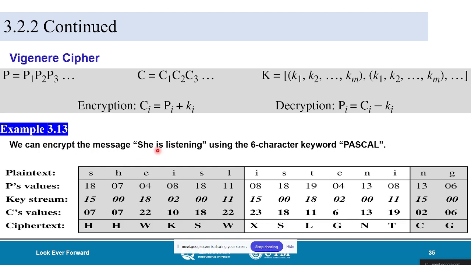Now, we can encrypt the message "she is listening" using the 6-character keyword Pascal.